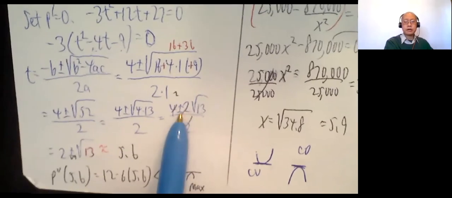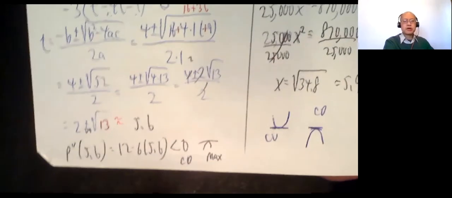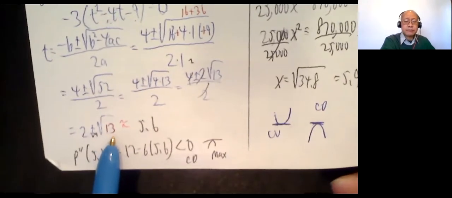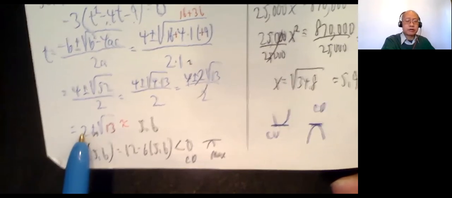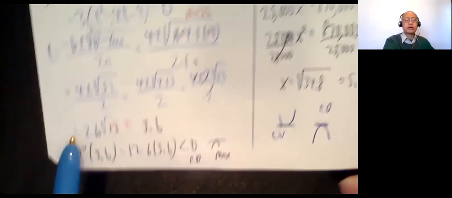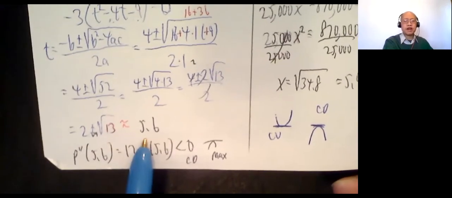2 cancels here and here. So 2 plus or minus radical 13. Now, square root of 13 is like 3 point something. I know the square root of 9 is 3, right? So this is more than 3. So I avoid the negative. I don't want a negative answer here, 2 minus something. So the only real solution that I want is 2 plus radical 13. Punch it in the calculator, it's roughly 5.6.